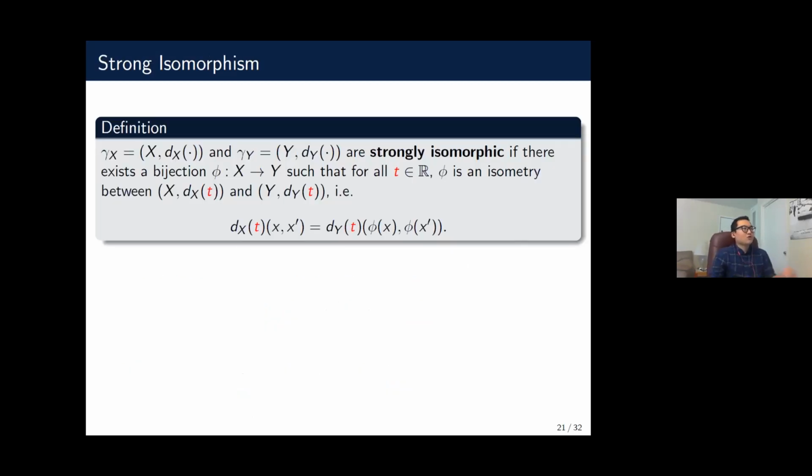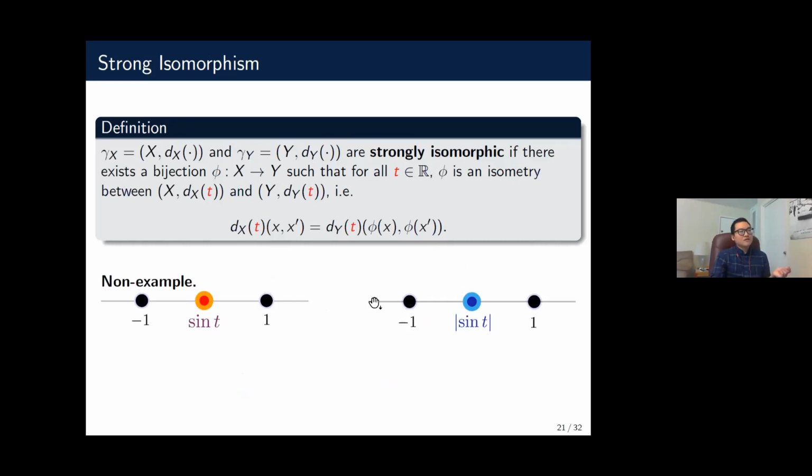Now, let me introduce a notion of strong isomorphism between dynamic metric spaces. Two dynamic metric spaces, gamma x and gamma y, are called strongly isomorphic if there exists a bijection between the underlying sets such that for all time, this bijection serves as an isometry. So here's a known example. These two dynamic metric spaces are time-wise isometric. However, you cannot find any bijection between the underlying sets which serves as an isometry for the entire timeline. Now, we want a metric which discriminates weakly isomorphic, that is, time-wise isomorphic, dynamic metric spaces.